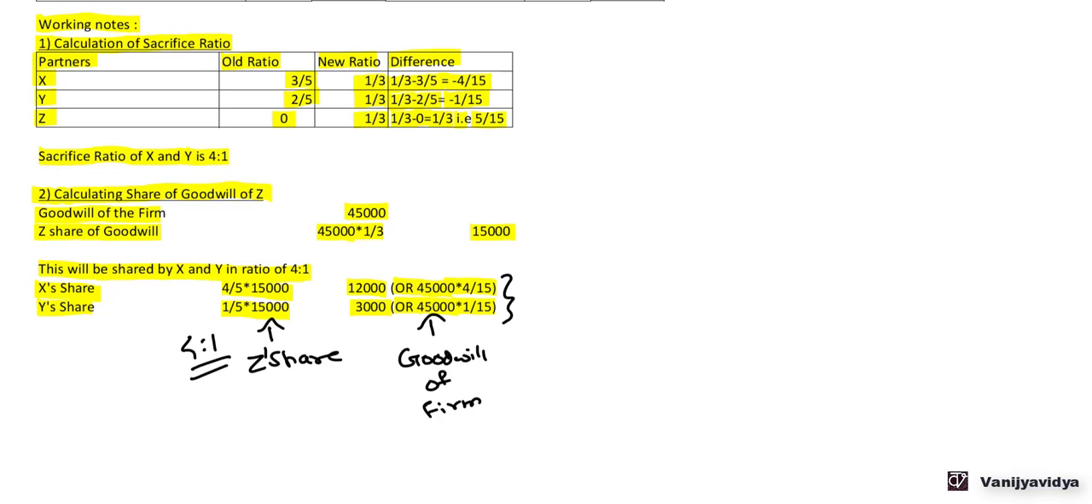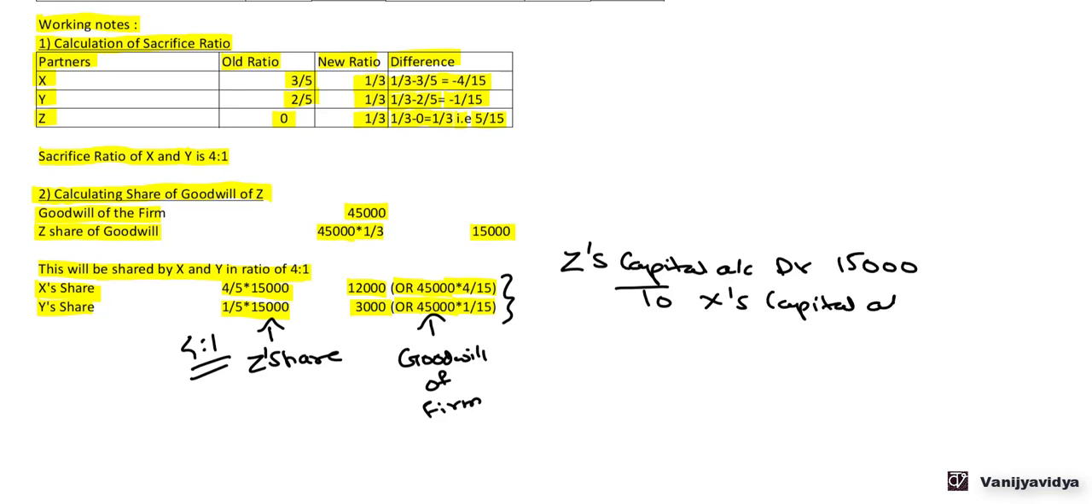Now who is the partner that is gaining? Z is gaining. So the entry for this will be Z's capital account debit 15,000 to X capital account 12,000 to Y's capital account 3,000. This will be the entry.